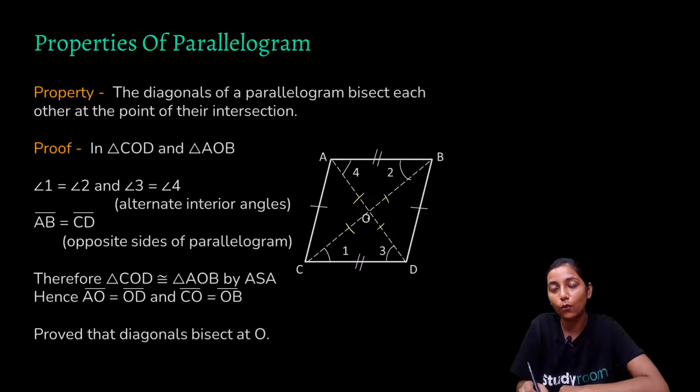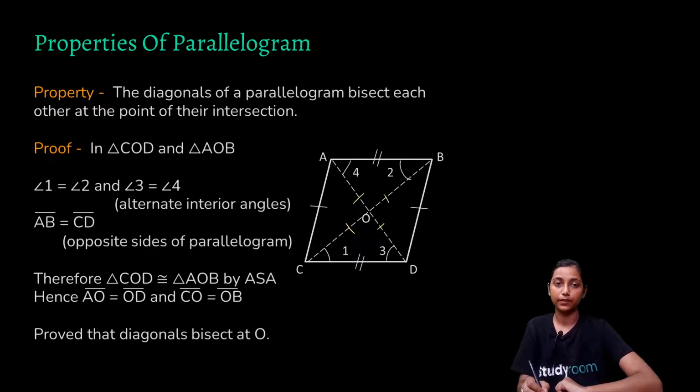This length AO is going to be equal to this length OD, and this length OC is going to be equal to this length OB. So let's see the proof of this property.